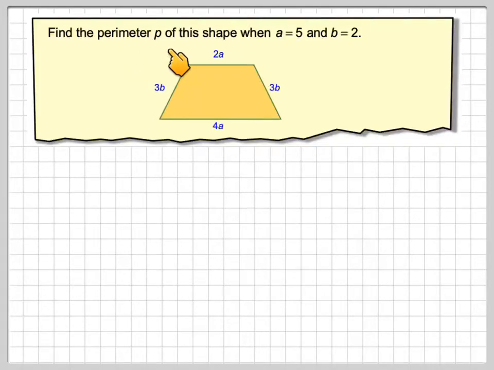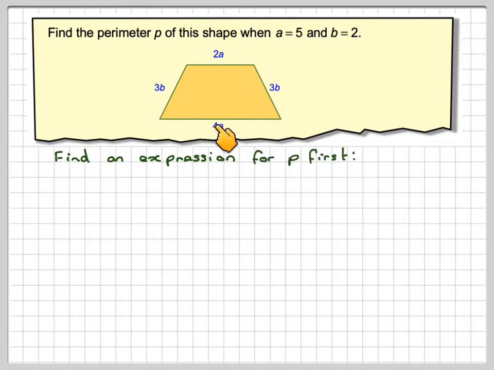Find the perimeter P of this shape when A is equal to 5 and B is equal to 2. Well, first of all, we're going to just find an expression for the perimeter of the shape. So starting here, we're going to have that P is equal to 4A plus 3B plus 2A plus 3B.